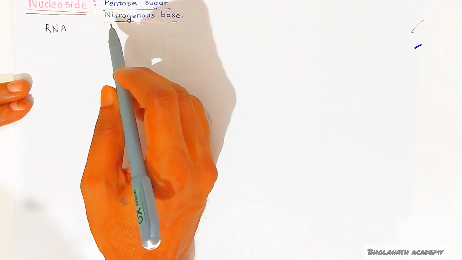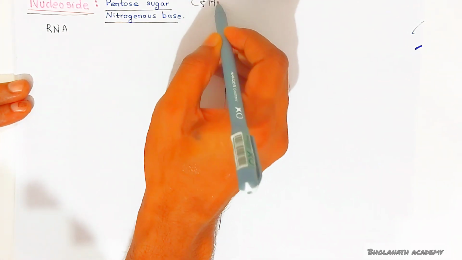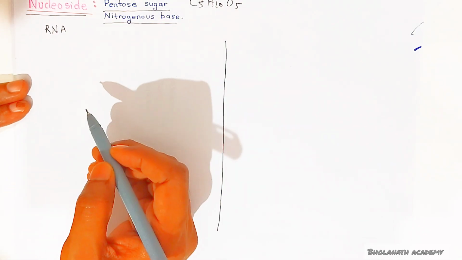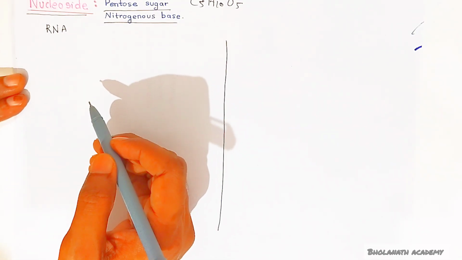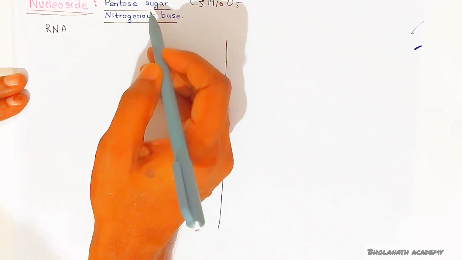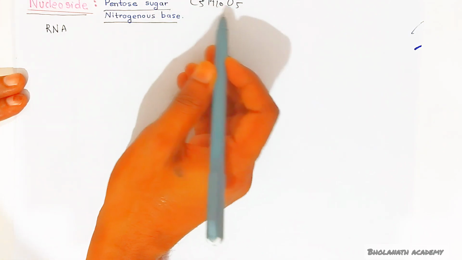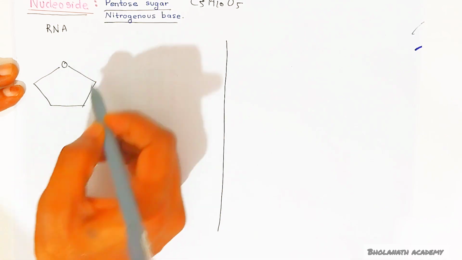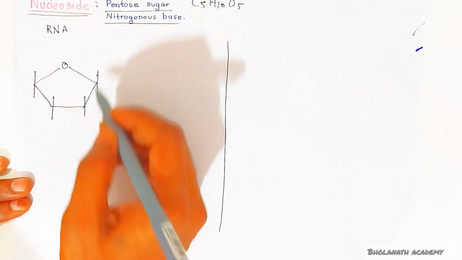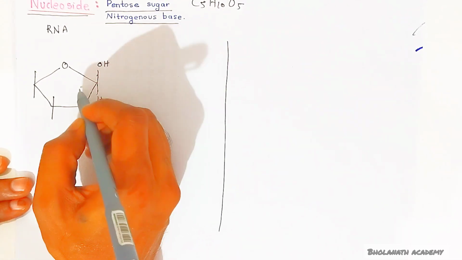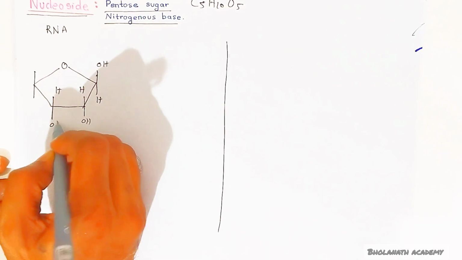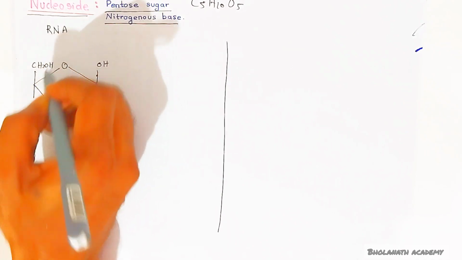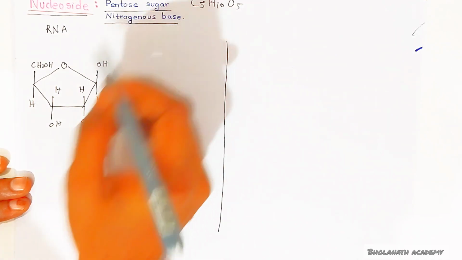Pentose sugar and nitrogenous base. Pentose sugar, that is C5H10O5, and nitrogenous bases, you know. So here, students, first I have to draw the structure of the sugar, the pentose sugar, C5H10O5. So this is the structure of the sugar monosaccharide. OH will be above, hydrogen below, H, OH, CH2, OH, and hydrogen will be below. So this is the pentose sugar, students.